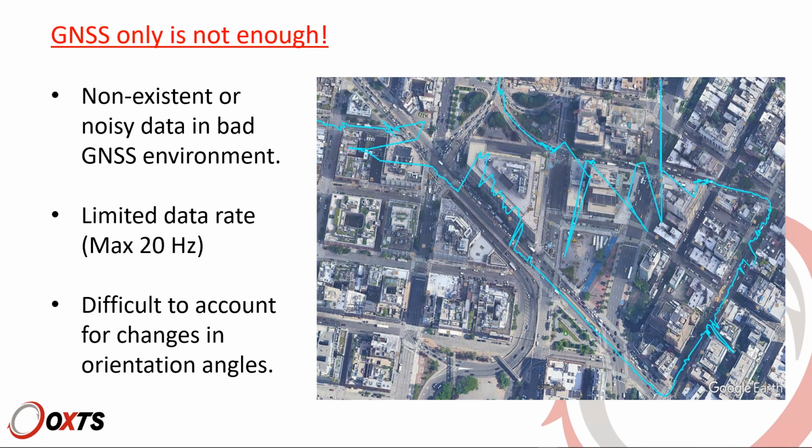And on the right, I've just included as an example a typical GNSS only data that you can have in a heavily dense urban environment. This is New York City.